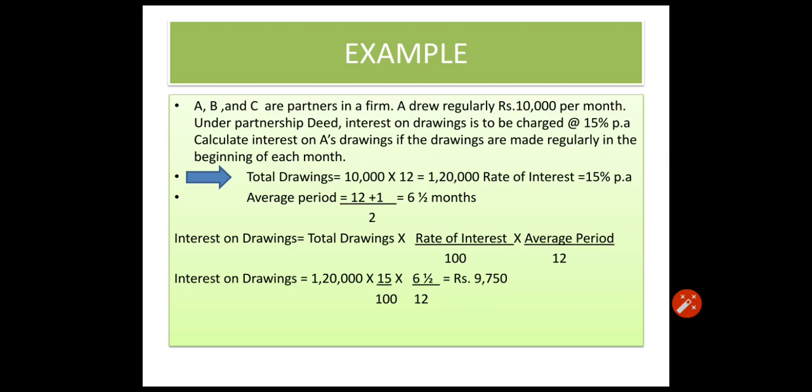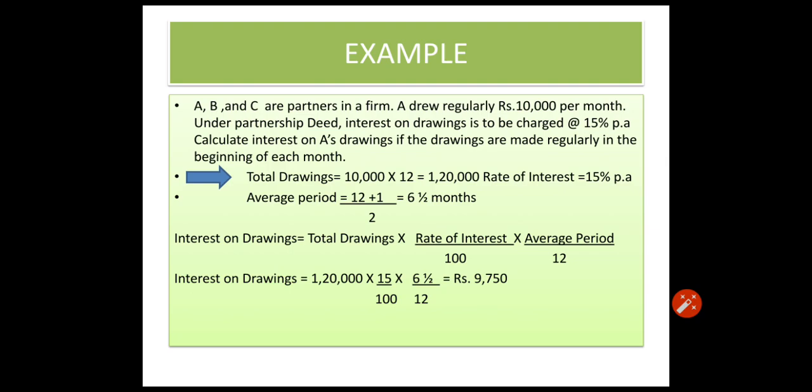So the first drawing was in the beginning of the first month of the year. In the beginning of the first month, so we will assume it was the first day of the year. So number of months remaining after first drawing is 12 months, and if he withdraws equal amount in the beginning of each month, then the number of months remaining after last drawing will be 1 month.